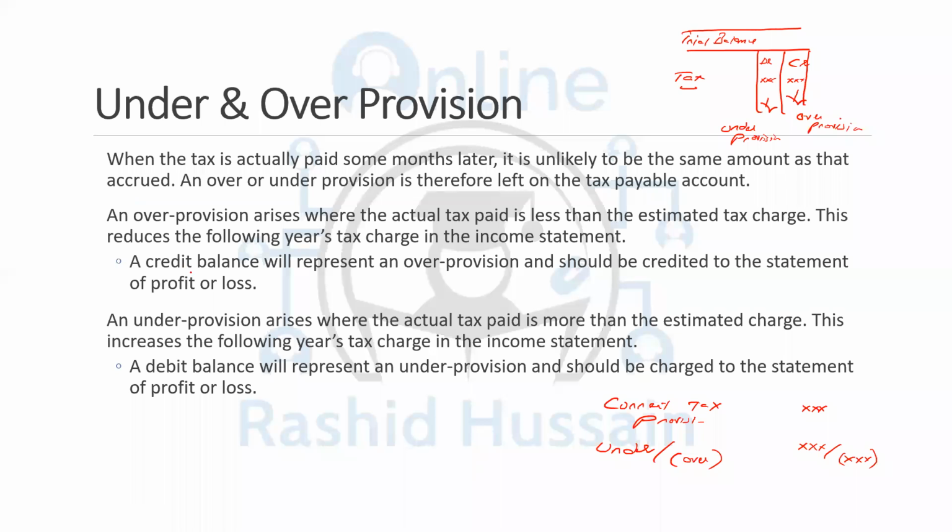So if you're having a credit balance, this represents an over provision and should be credited to the statement of profit or loss. When we say the credit to the profit or loss, that means you are going to reduce the tax expense with the amount. When you're having a debit balance within your trial balance, this represents an under provision and should be charged to the statement of profit or loss. That means under provision increases the current year tax charge and over provision decreases the current year tax charge.